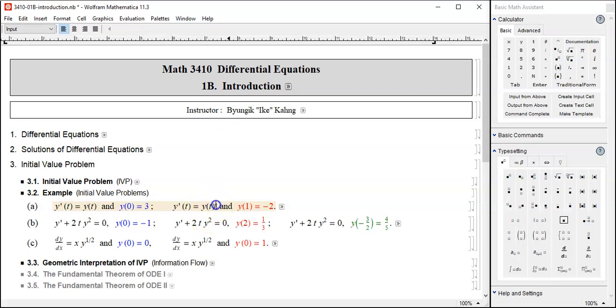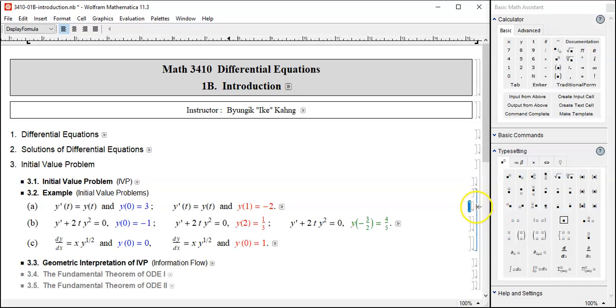We have the same differential equation, but I'm given a different initial condition this time. y of 1 is negative 2. Even though we have the same differential equation, we have two different initial value problems. This is one problem, and that's another problem. So we have to look at those as two separate problems, actually.